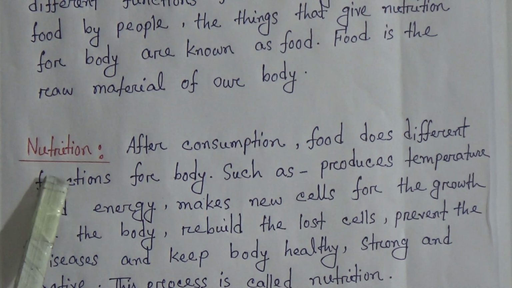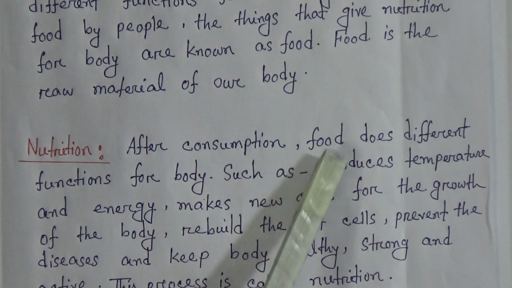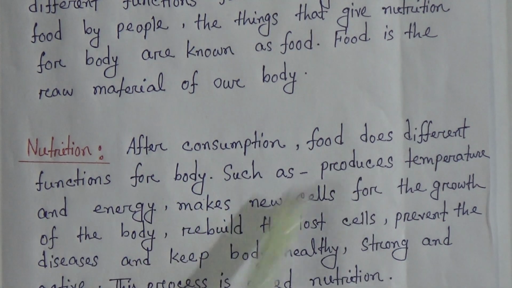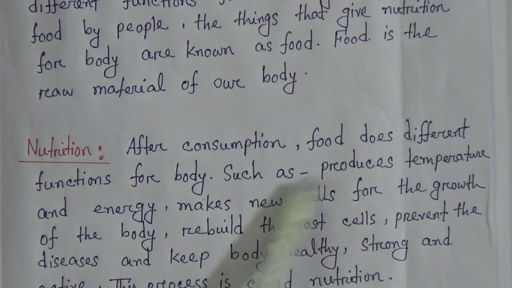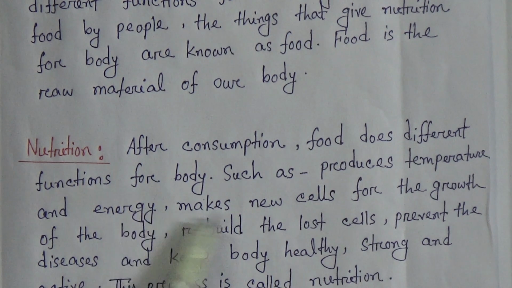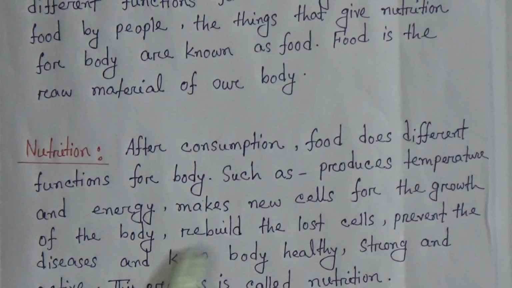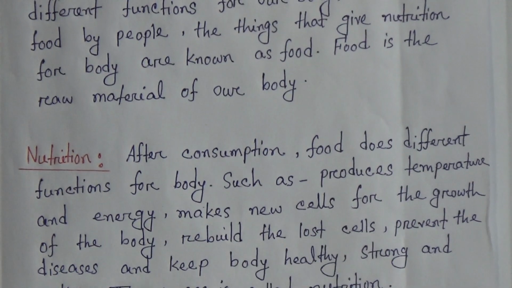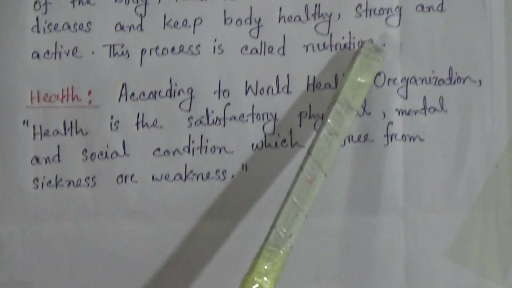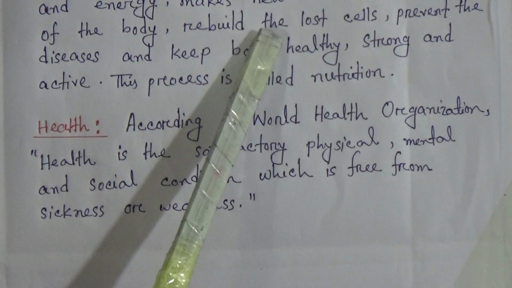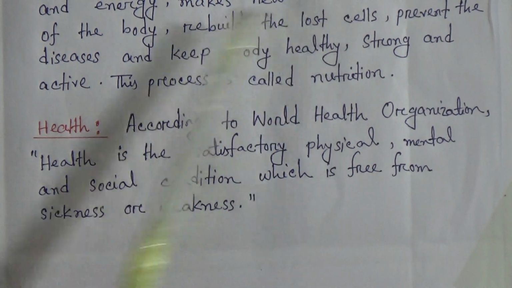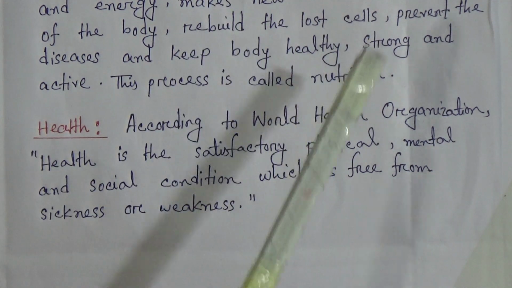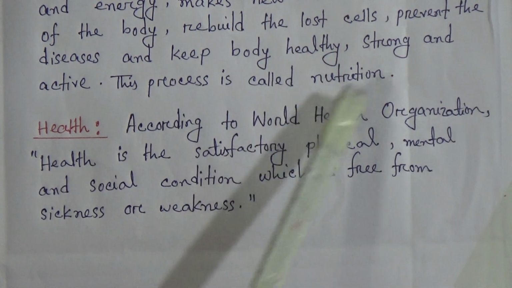Now come to the second point, nutrition. After consumption, food does different functions for our body, such as producing temperature and energy, making new cells for the growth of the body, rebuilding the lost cells, preventing diseases and keeping the body healthy, strong and active. This process is called nutrition.